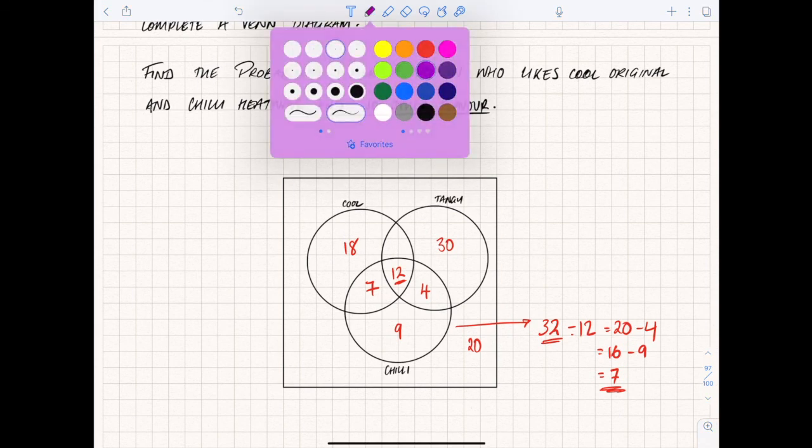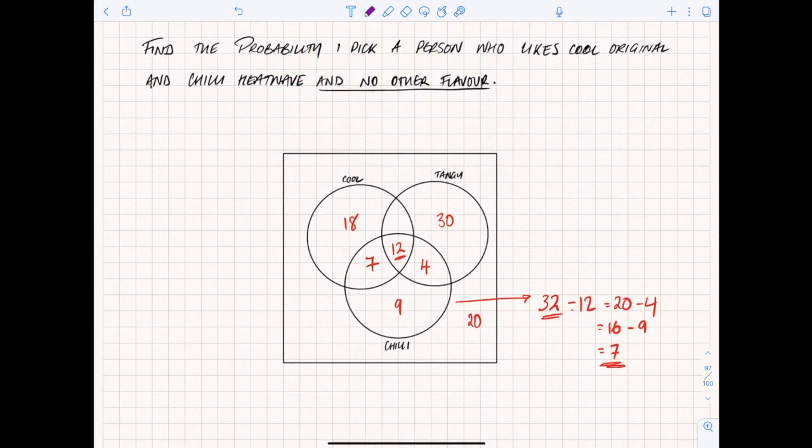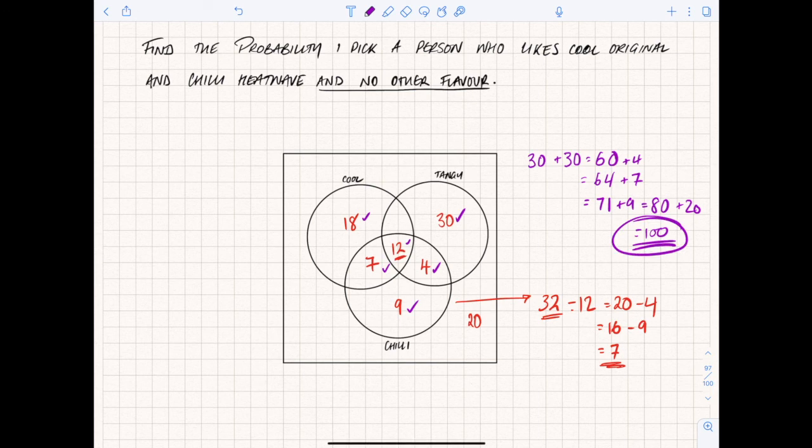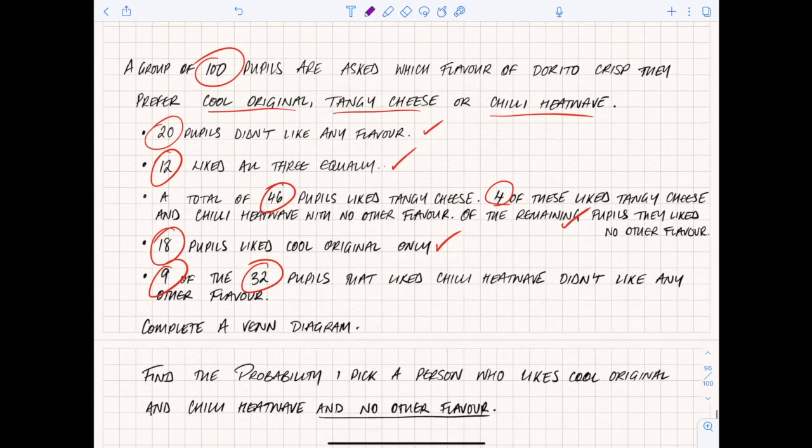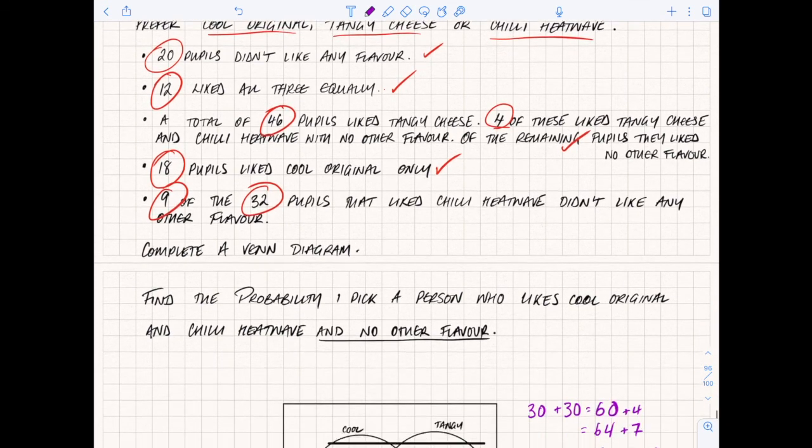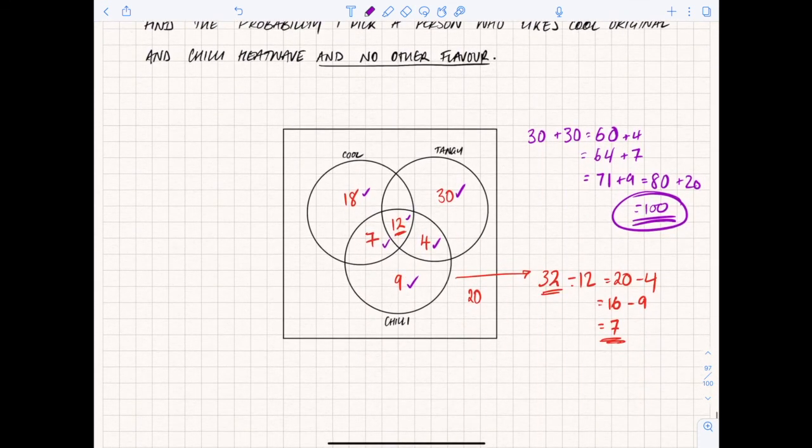Okay, there is no other information that I'm going to look at, but what I'm now going to do is double check that everything I've done works. So I'm going to add all these values together. 18 and 12 makes 30, plus 30 gives me 60, plus 4 gives me 64, plus 7 gives me 71, plus the 9 gives me 80, and then plus the 20 gives me 100. So I've now just double checked that that Venn diagram adds up to 100, because I know at the start of the question it said 100 pupils were asked which flavour of Dorito they liked, and my Venn diagram adds up to 100. If you add it all up and you've got a number that's greater than 100 or less than 100, it means you've made a mistake somewhere in your Venn diagram.